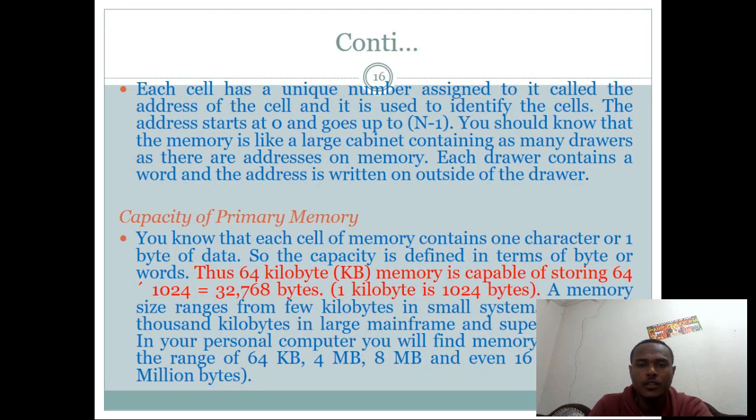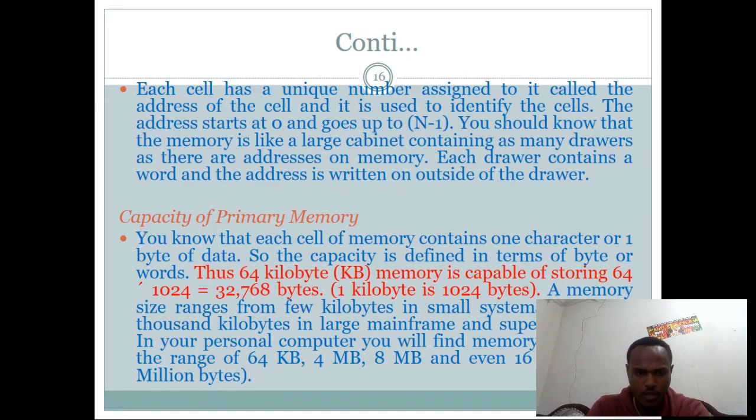Each cell has a unique number assigned to it called the address of the cell, and it is used to identify the cells. The addresses start at 0 and go up to N minus 1. You should know that the memory is like a large cabinet containing as many drawers as there are cells in memory.